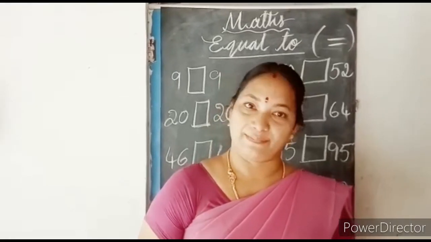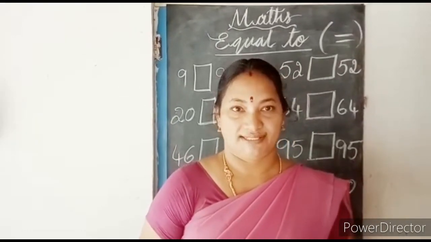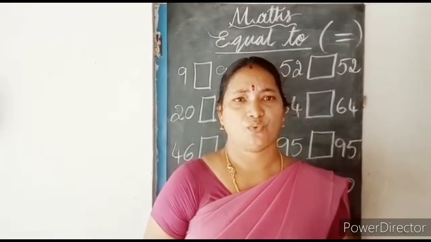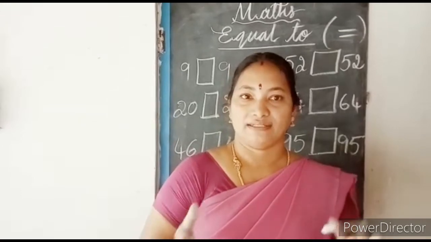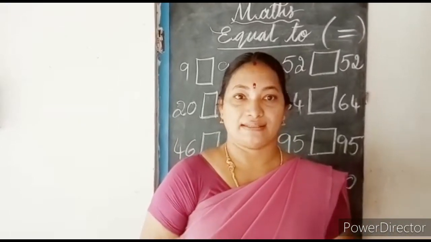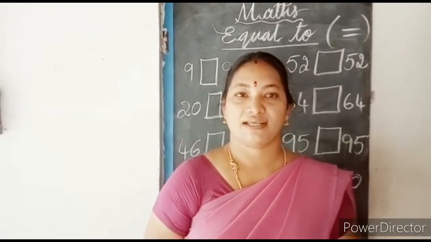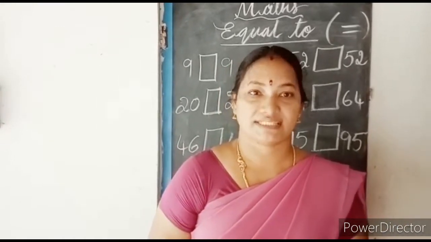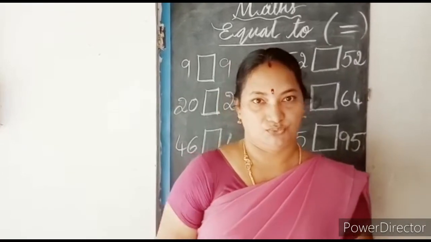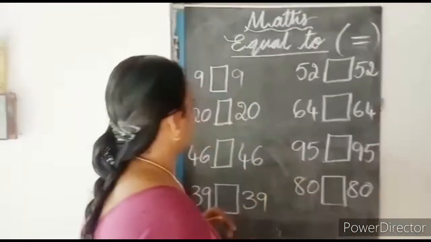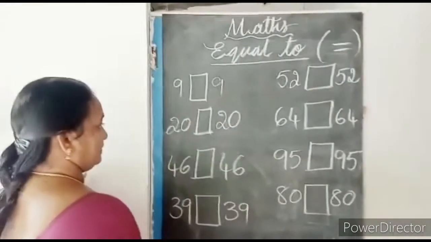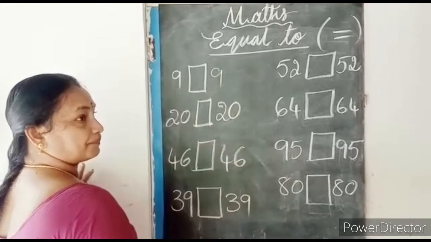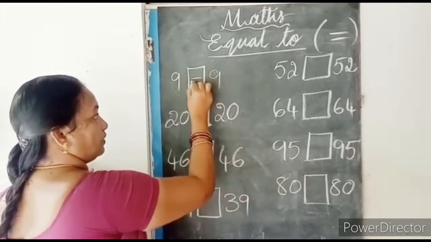So children, we have completed greater than and smaller than. Now we are going to learn about equal to. What is equal? Nothing but it is same at both sides. Did you understand? The number which is same on both sides is called equal to. For example, look at the board. Here we have the numbers 9 and 9. Both sides are same. So, equal to.